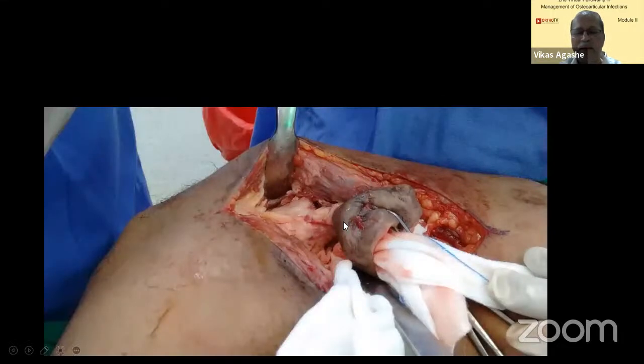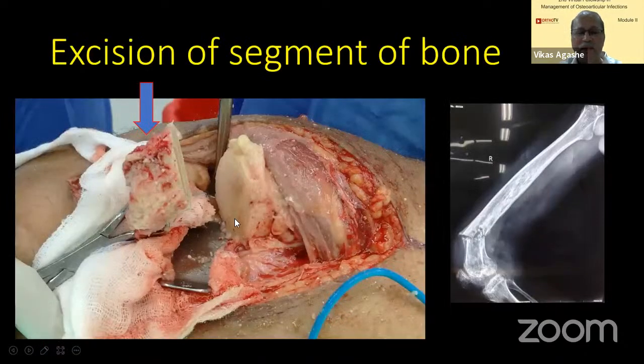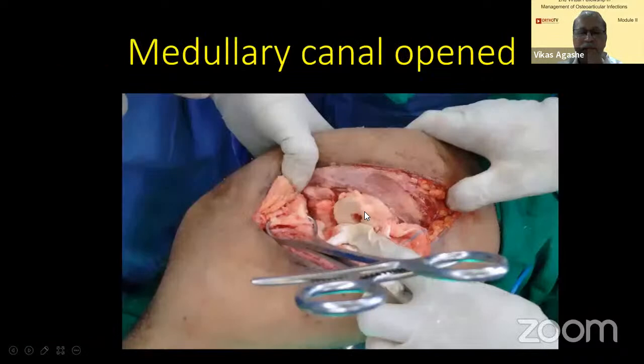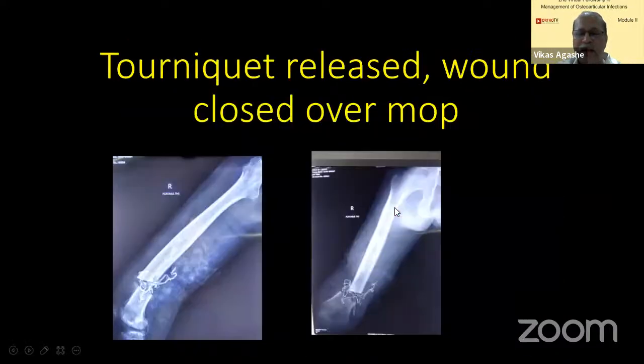Here you can see that's the sinus tract, that is one fragment, and I have excised it. That's the non-union site. That's the proximal bone with canal closed. And this is the area I have excised. We opened the canal and scraped the canal from inside. Here you can see we have opened the medullary cavity and scraped it thoroughly.